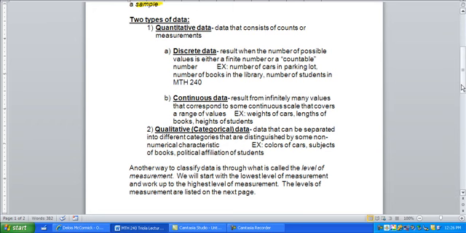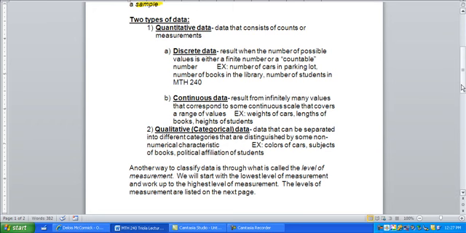Continuous data, on the other hand, results from infinitely many values that correspond to some continuous scale that covers a range of values. So we're talking about picking up some fractions, like if you talk about the weight of a car, it might be 3,127.7 pounds. We can have fractions in there. Lengths of books, heights of students, all of these have fractions involved, and it's continuous along a scale. So again, that is a form of quantitative data. Continuous data would be quantitative.